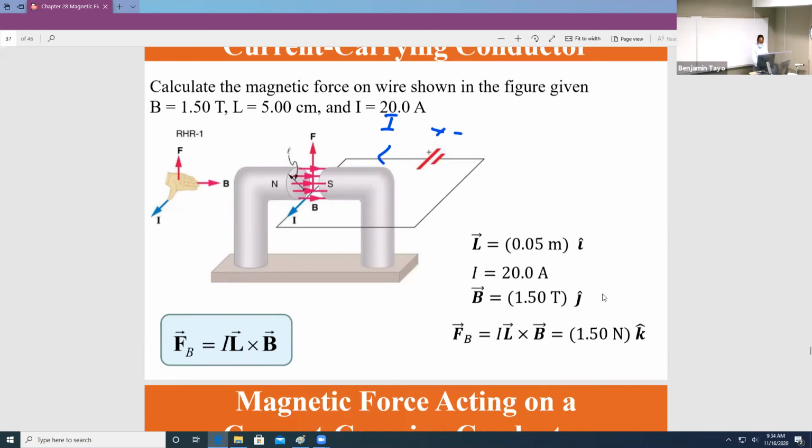So if you look at this current here, the first thing is that you want to notice that your magnetic field is pointing like that. Magnetic field always goes from the north to the south. So it means that your magnetic field can be written in this form: the magnitude times the J hat direction. So we're using a system where this is my I hat, and this is my J hat, and then my K hat.